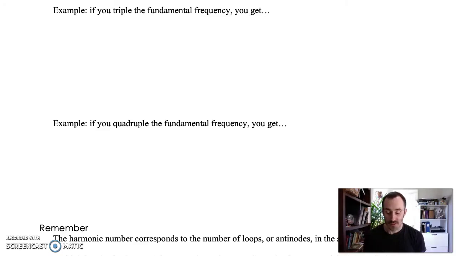If I triple the fundamental frequency, let's say that F0 was 100 hertz. If I triple the fundamental frequency, I'm going to get 300 hertz, right? So if I double it, that would be F1. That's 200 hertz. And if I triple it, I'm going to get F2, which is 300 hertz. Now we can draw a picture of that.